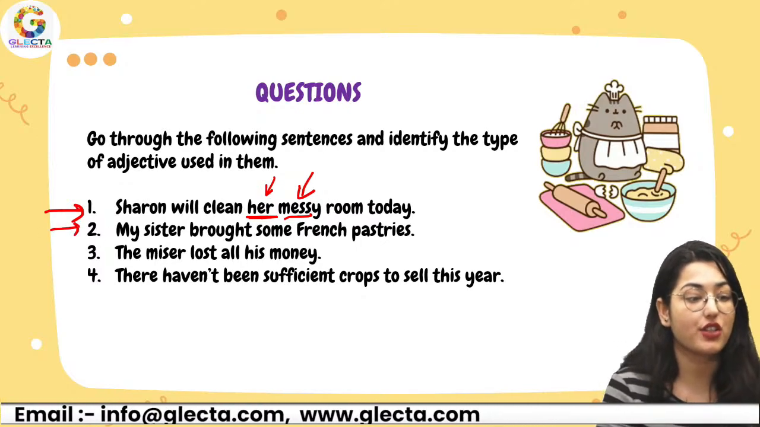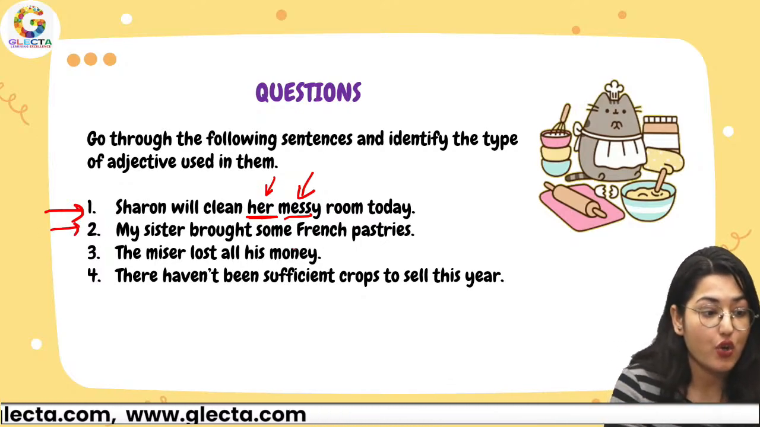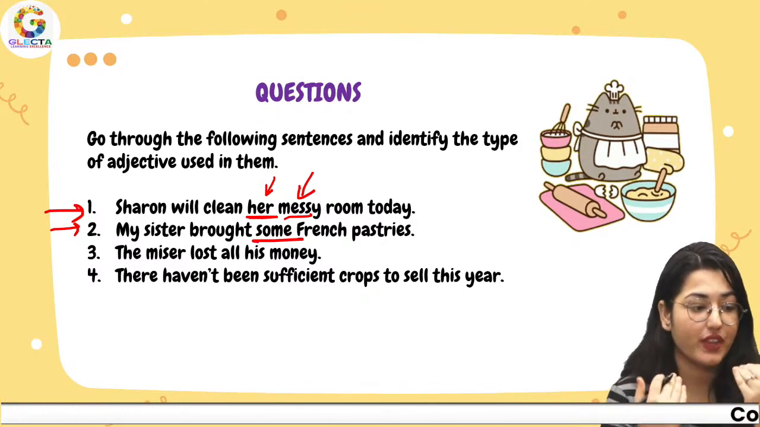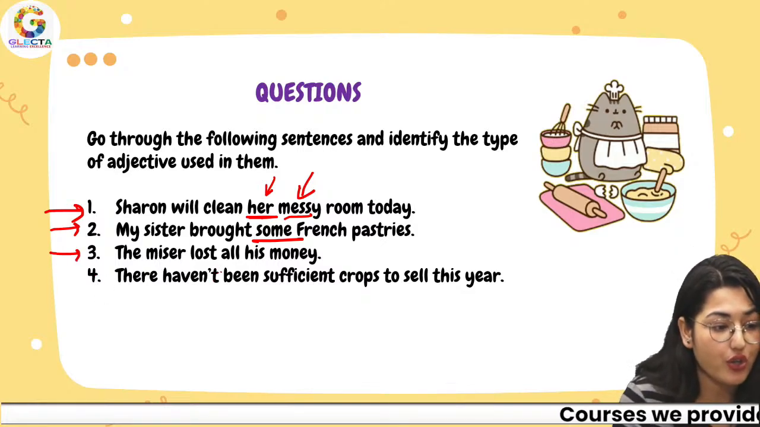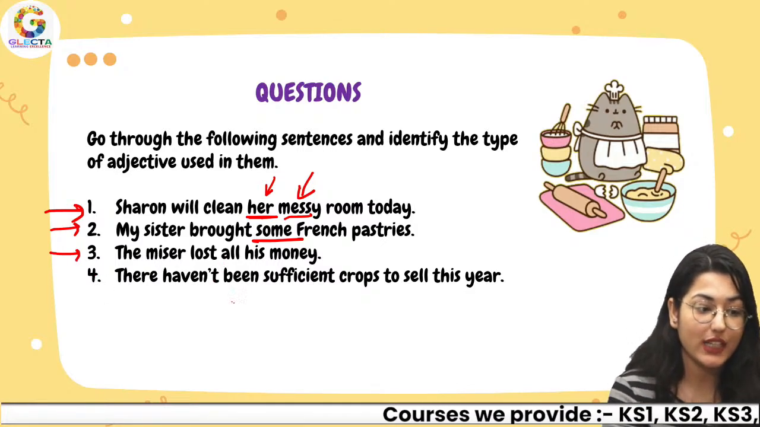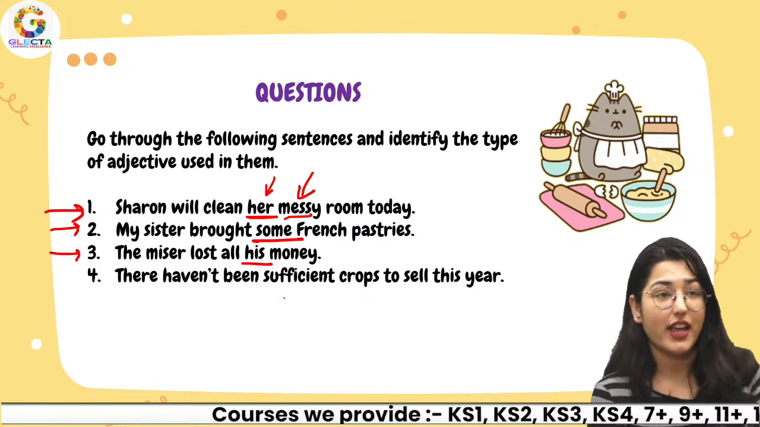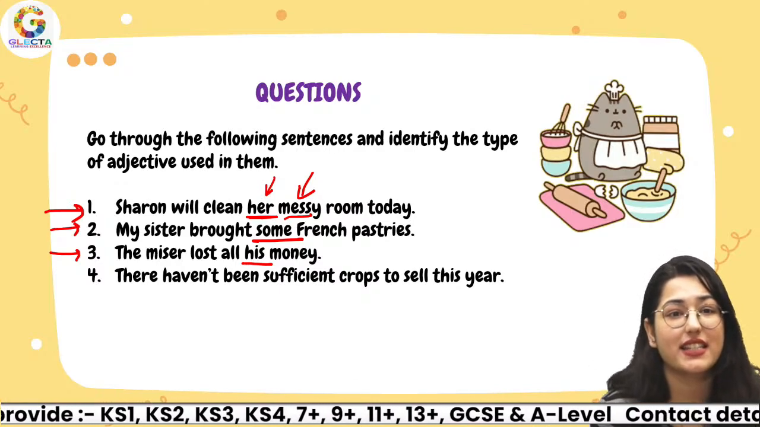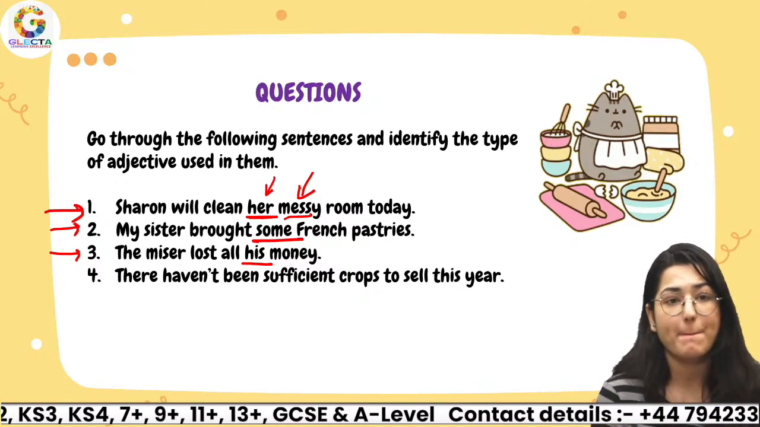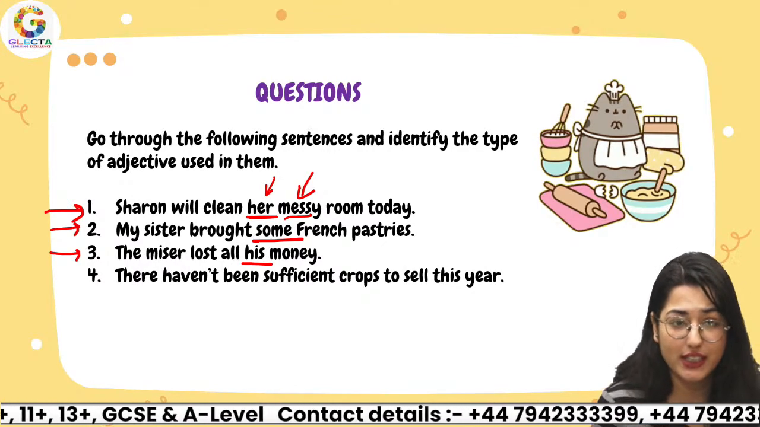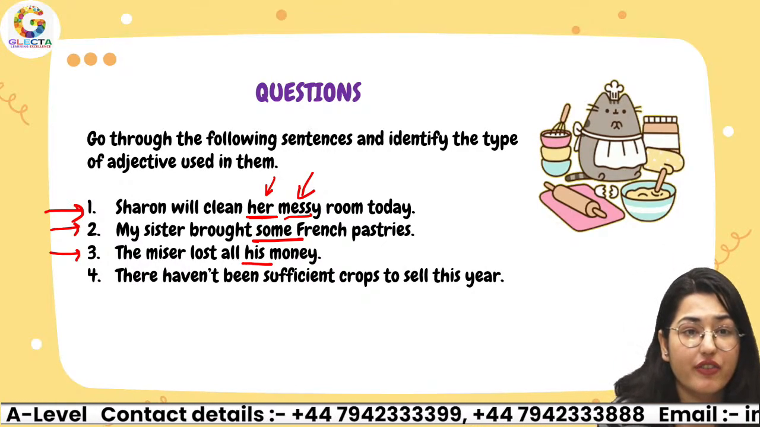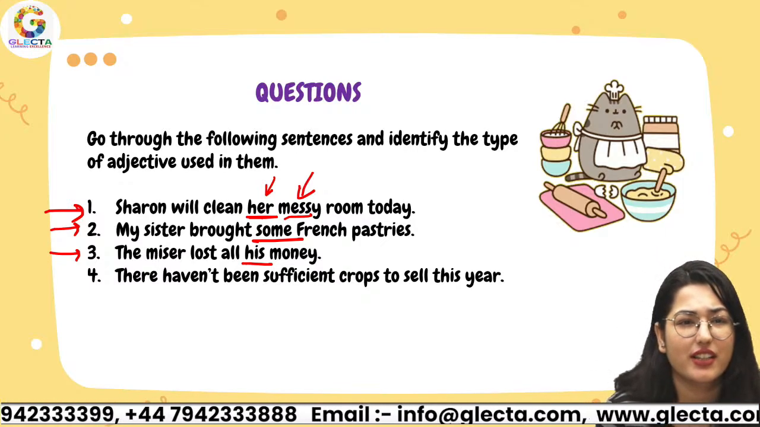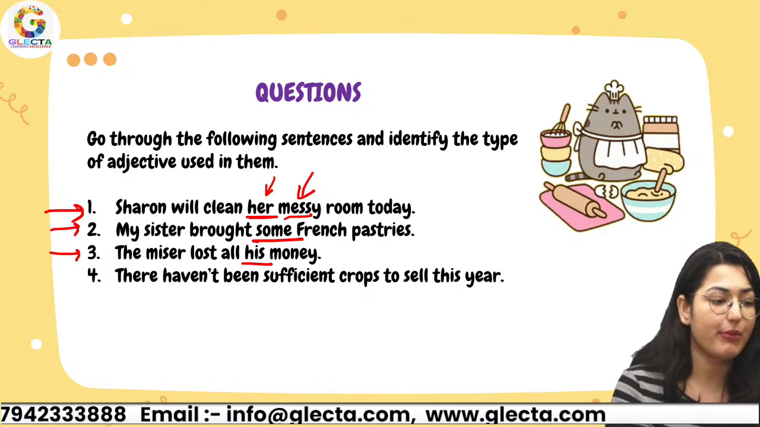The next is, my sister brought me some French pastries. Some is a kind of quantity, right? Adjective of quantity. Next is, the miser lost all his money. His money is again possessive, and all, again, is the quantity. Yes, very good. Sufficient is number. Very good, Toys R Life. Mothership is saying that messy is the quality. Toys R Life is telling me the mnemonic, DIP Q and Q. Yes, very good. Okay, number four.